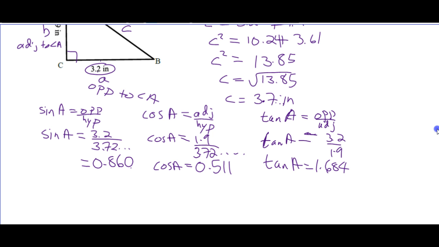If I wanted the angle, I would do A as the sine inverse of this. But we didn't want that. We wanted the actual trig ratio rounded to the nearest thousandth. Okay? All right, so let's end there. We'll pick up tomorrow.